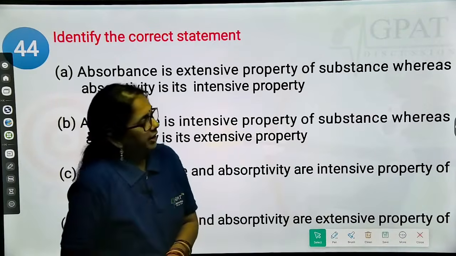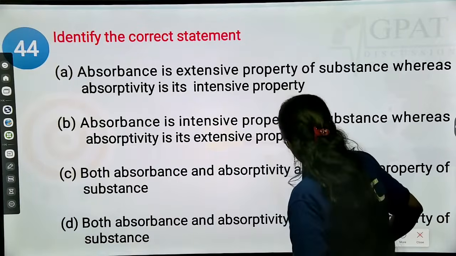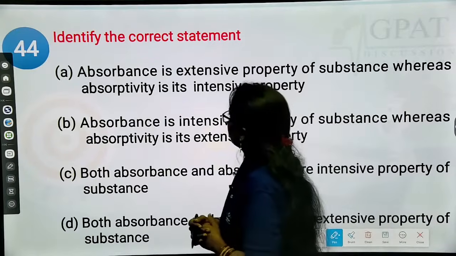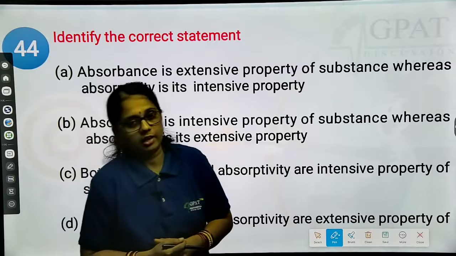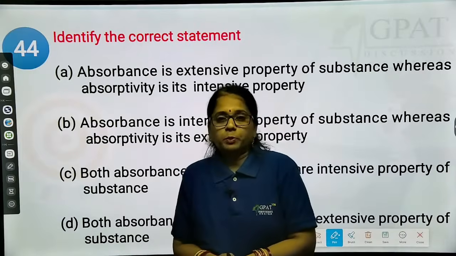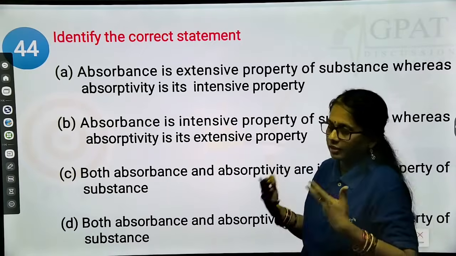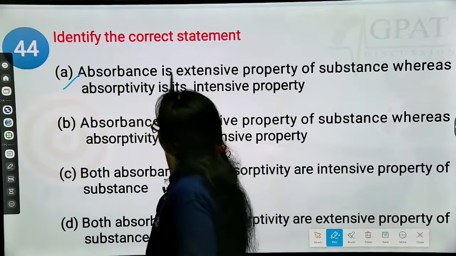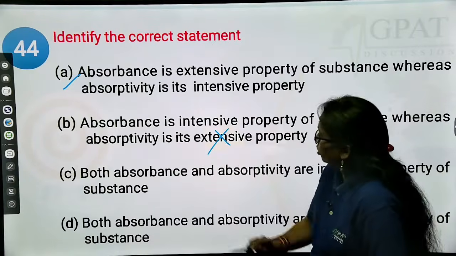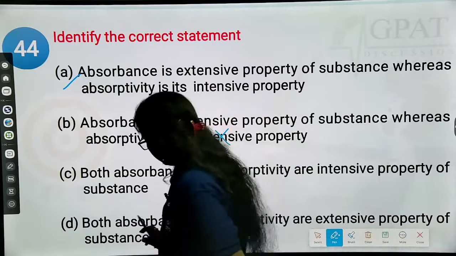Next, identify the correct statement. Okay, let us go back to the true and false statements. Absorbance is an extensive property of the substance, whereas absorptivity is the intensive property. Yes, definitely. Molar absorptivity value is going to depend on the molecular properties, so it is an intensive property. Okay, intrinsic character also. So, option A is the right answer. Absorbance is intensive property, whereas absorptivity is extensive. No, this is wrong. Both absorbance and absorptivity are intensive.